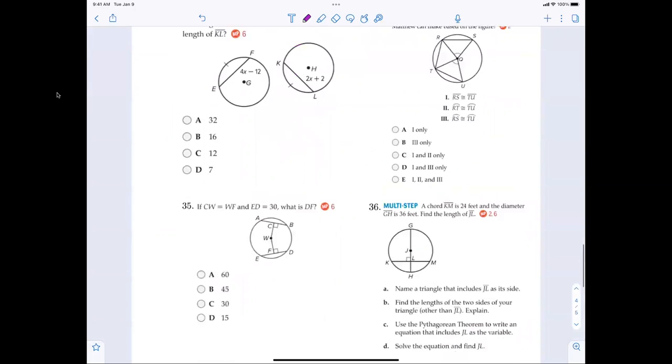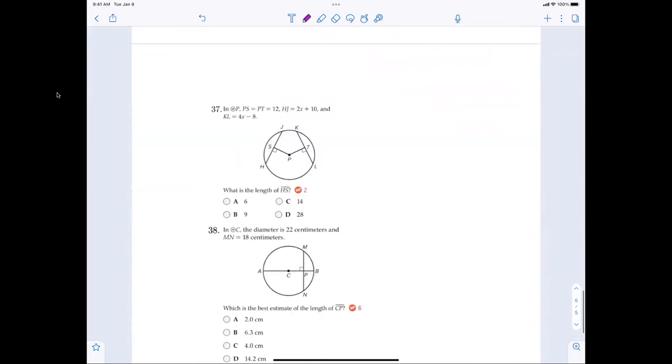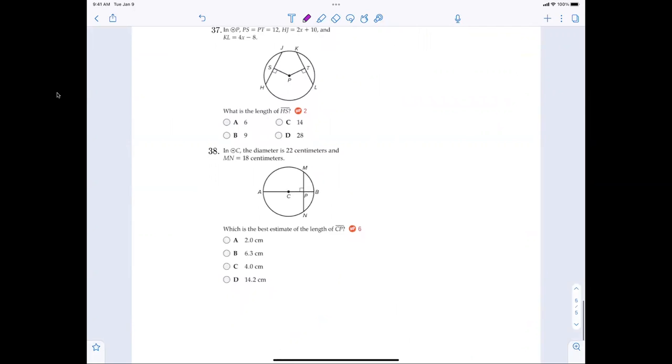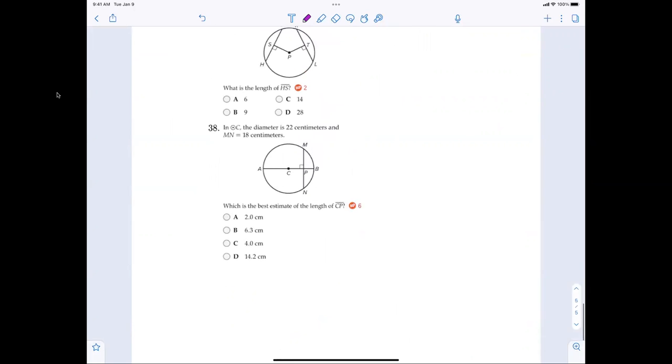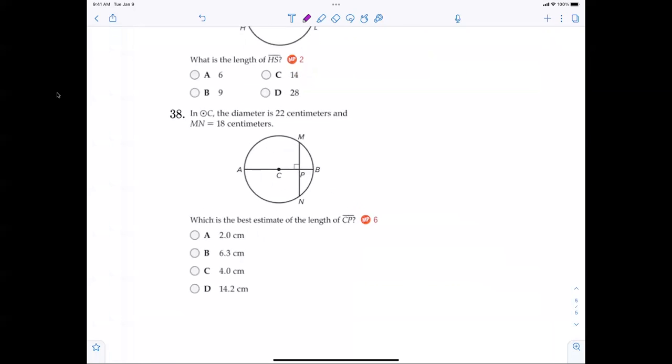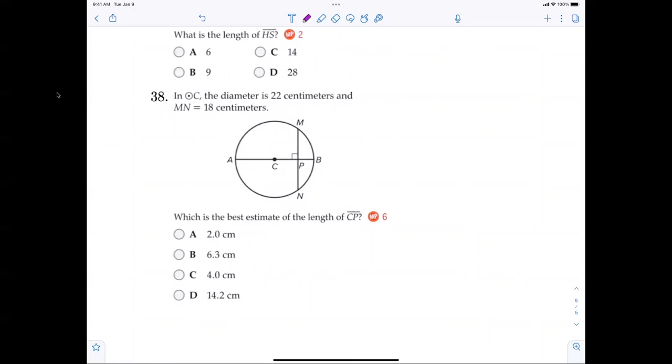All right. Let me see if there's anything else tricky. Let's just try 38 because it's the last one, and usually the last ones are a little bit tricky. So 38 says in circle C, the diameter is 22 centimeters. When I do 22 centimeters, do I write 22? No, because I can't really physically do it without messing something up. So I write it like this. I put an 11 there.